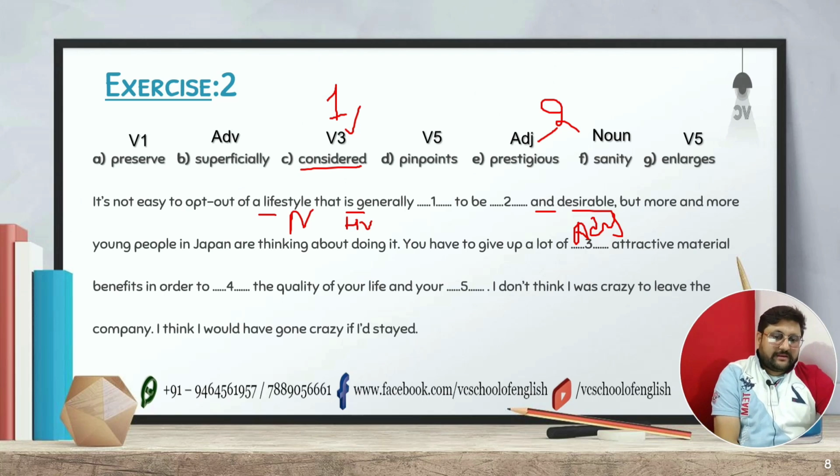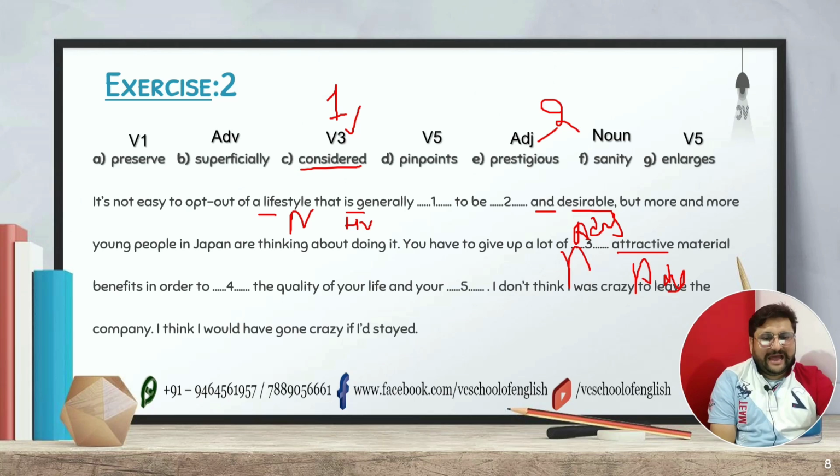Now, as I mentioned previously, if we have a blank before an adjective, always look for an adverb. So how many adverbs do we have in the options? Only one, which is superficially. The third one is superficially. Let's move to the next one.